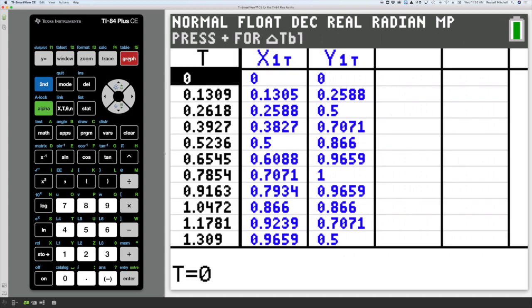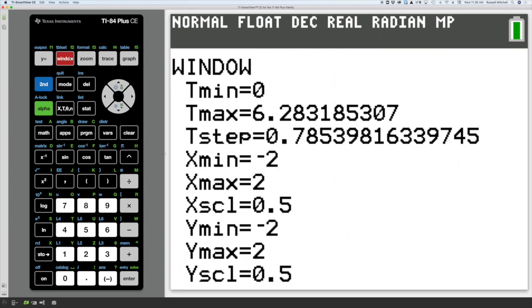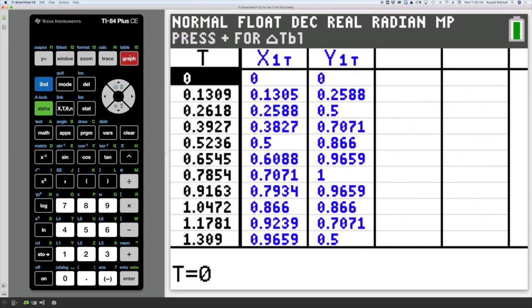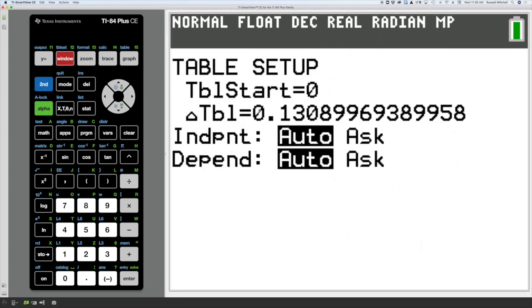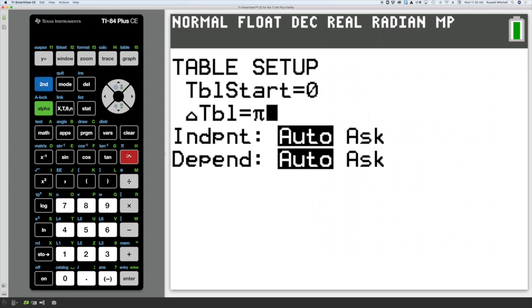Actually, here's the thing though. Okay, so here's the table of values, right? And here's your t values, and here's your x values, right? And you can go through and look at the different ones, okay? See, it doesn't give you pi over 4, okay? But the t-step is pi over 4. So you know what? You have to go to table set. Okay, sorry. Delta table, this is the one that needs to be pi over 4. We were doing the graph of pi over 4, right? So this one needs to be pi over 4. And now our table will be right.